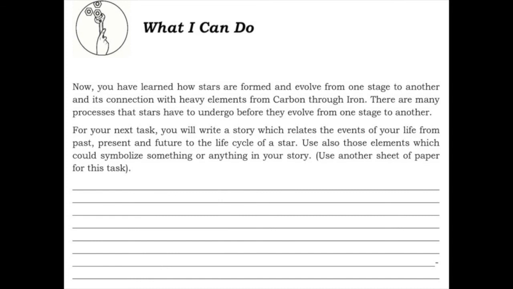Now that you have learned how stars are formed and evolve from one stage to another and its connection with heavy elements from carbon through iron, there are many processes that stars have to undergo before they evolve from one stage to another. For your next task, you will write a story which relates the events of your life from past, present, and future to the life cycle of a star. Use also those elements which could symbolize something or anything in your story. I want you to write it on your big notebook. It will be graded based on the rubrics on page 14.